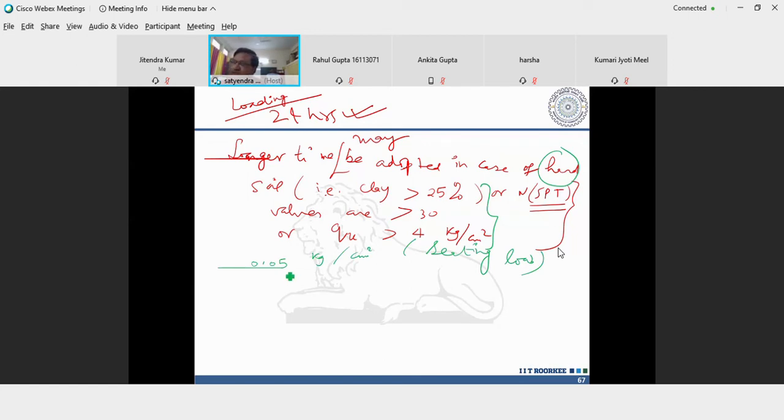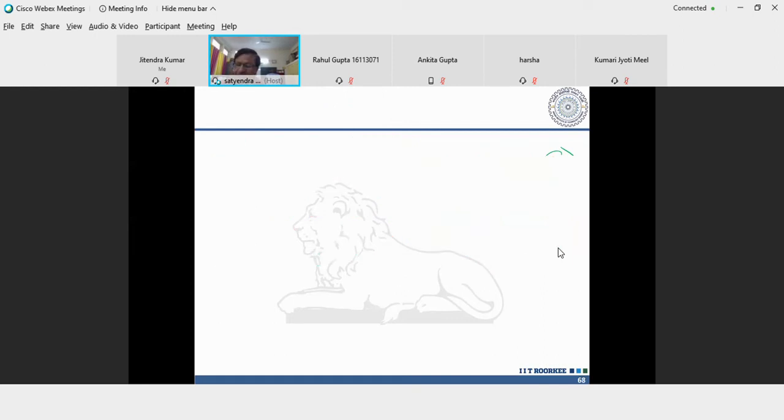So it is a seating load. Now the loading is started. Now, how is the loading started?